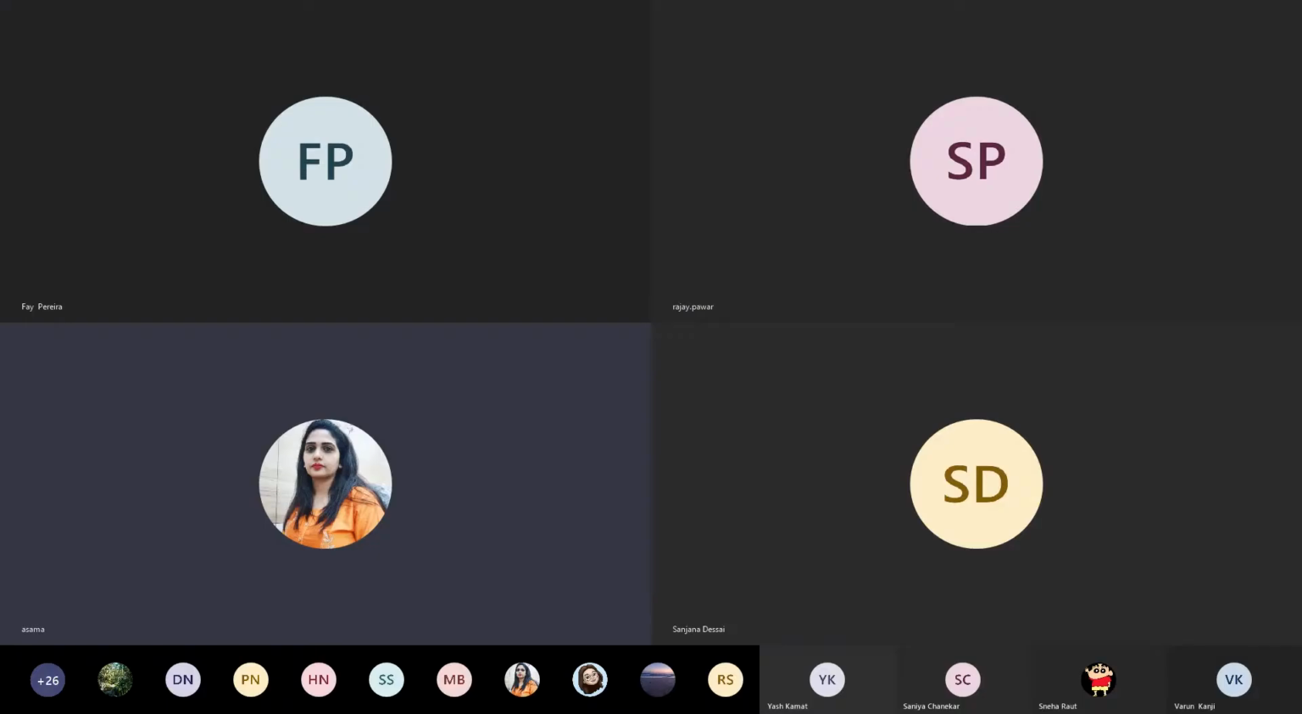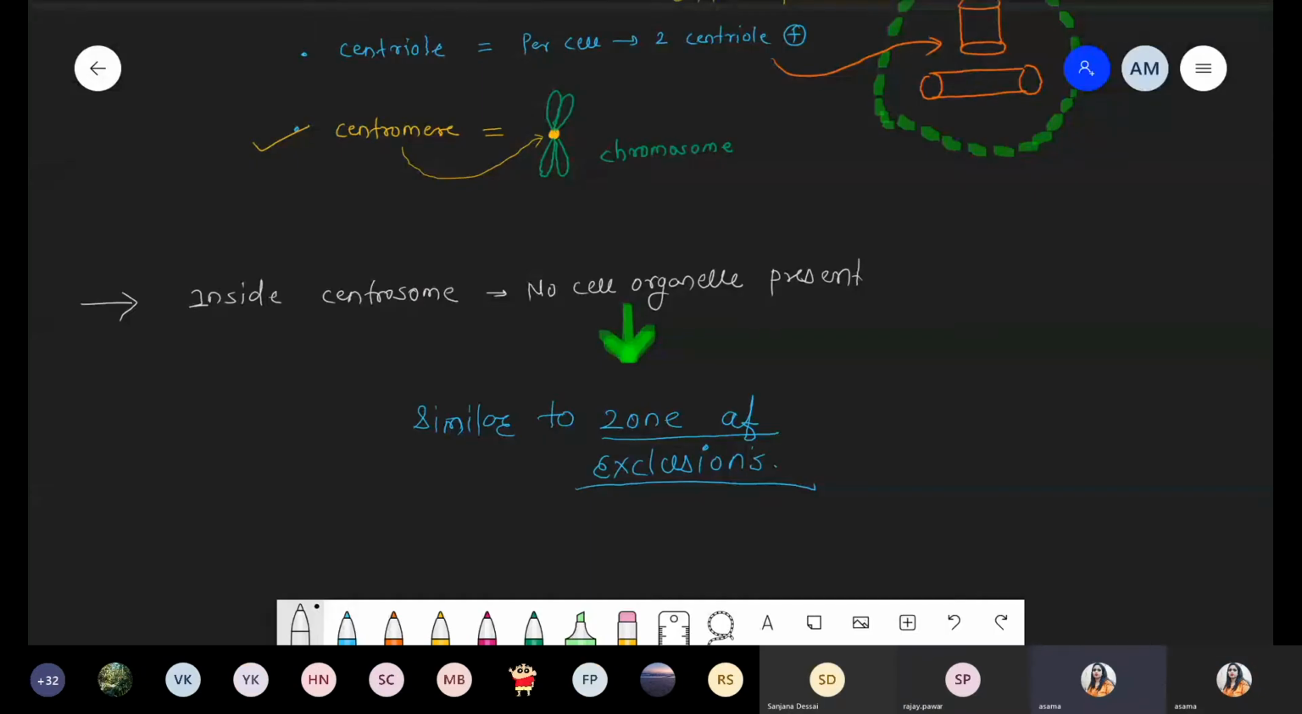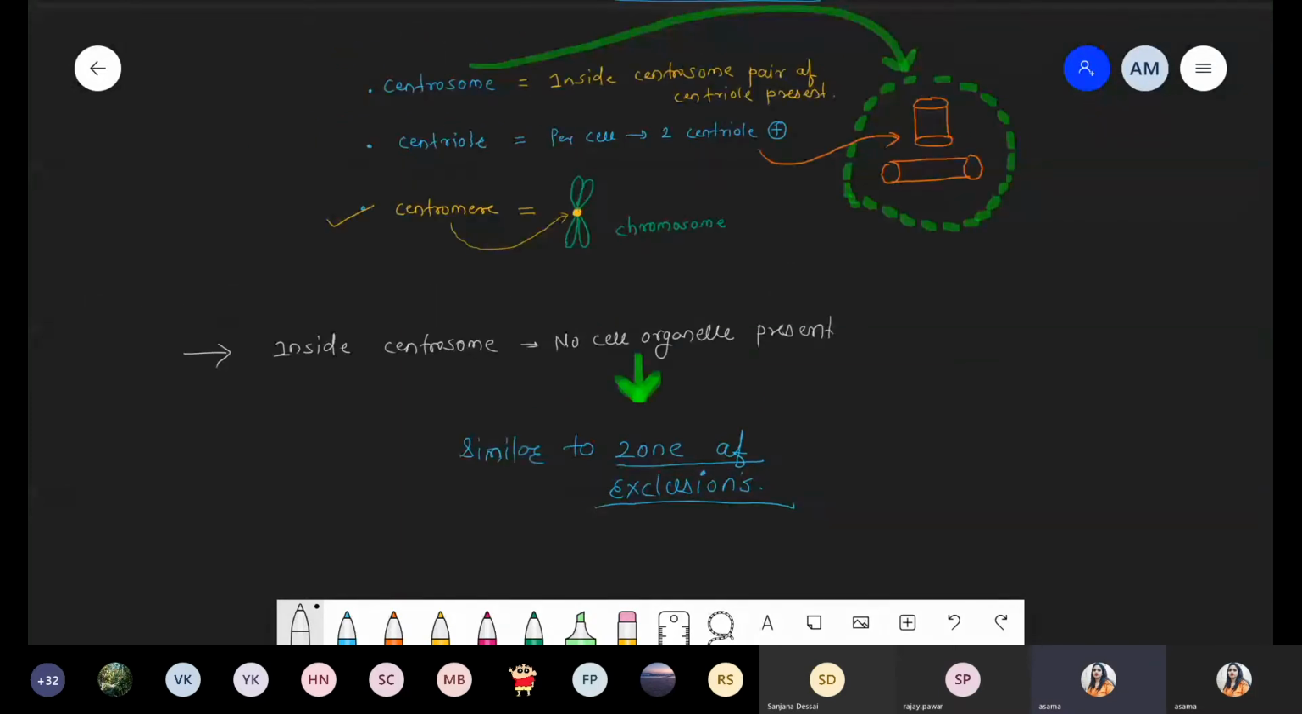One organelle, not actually an organelle, these are some parts of the cell, a small organelle you can say, that is the centriole. It is always present in a pair and it is surrounded by the centrosome. So the centrosome is the one and only organelle where no other organelle is present surrounding that area. That is called the zone of exclusion.